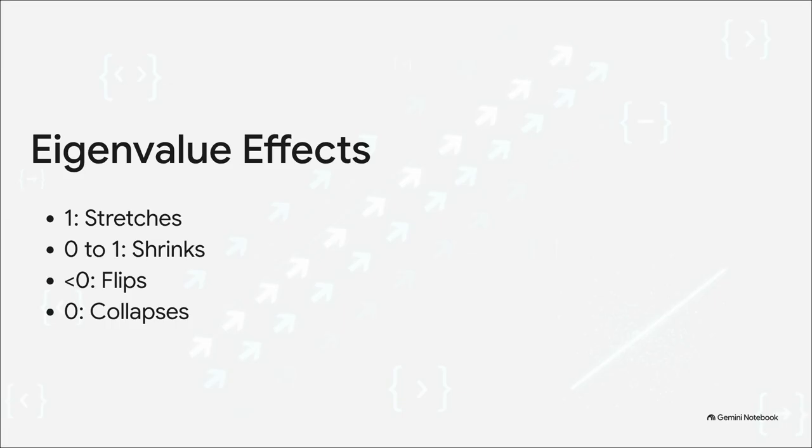Third, and this is pretty wild, if you get a negative eigenvalue, that direction doesn't just stretch or shrink, it flips completely. It points backward along the exact same line. And fourth, if an eigenvalue is exactly 0, that whole direction collapses entirely down to a single point.